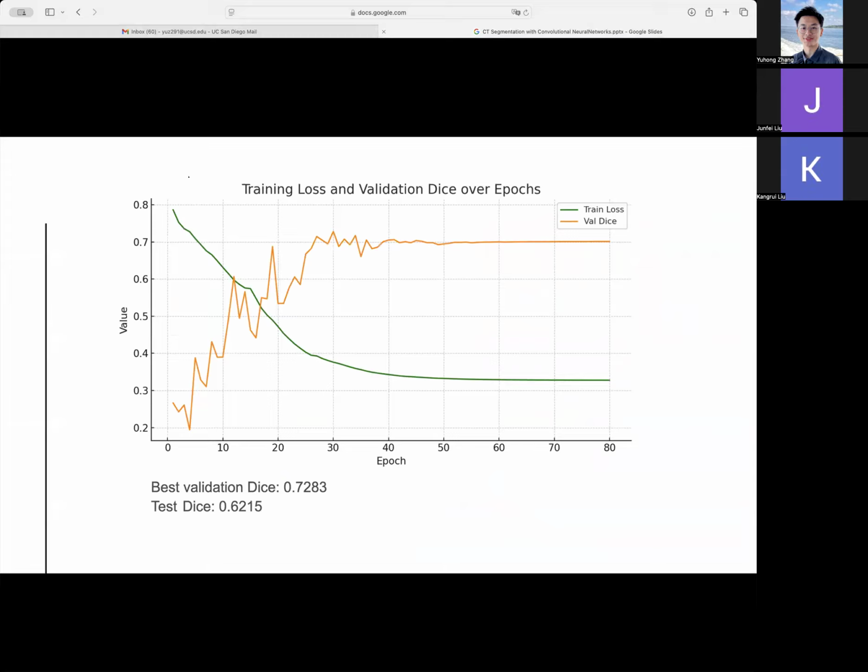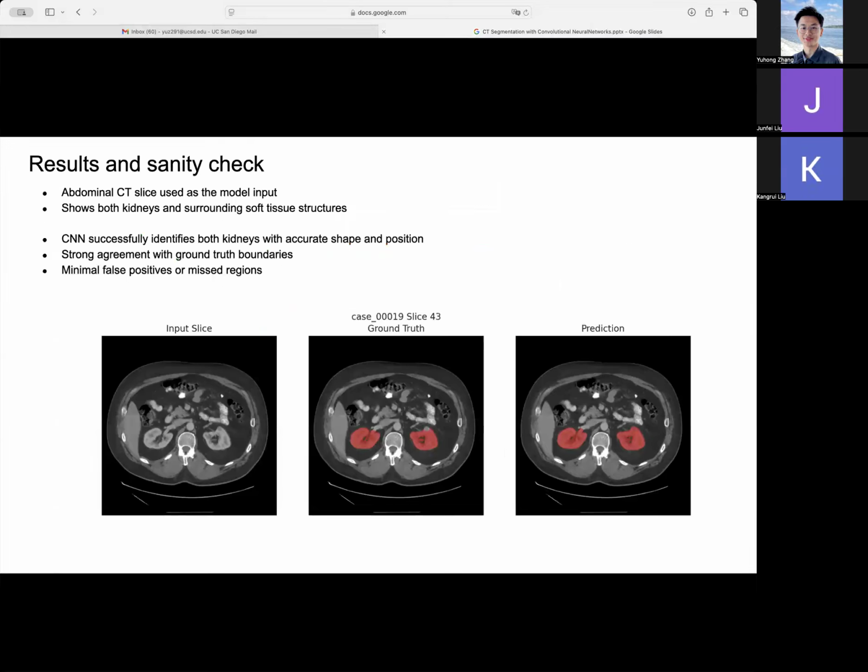And the training results were pretty typical. We see a very smooth and steady decay in the training loss and sort of steady improvements in the validation Dice. The best validation Dice of all epochs we reached is 0.7283, and the test Dice score is slightly lower, at 0.62. And next, I will introduce the results and the sample outputs.